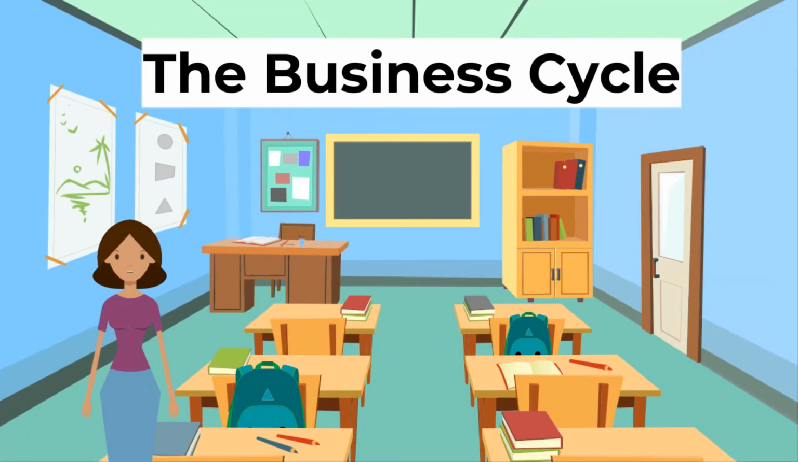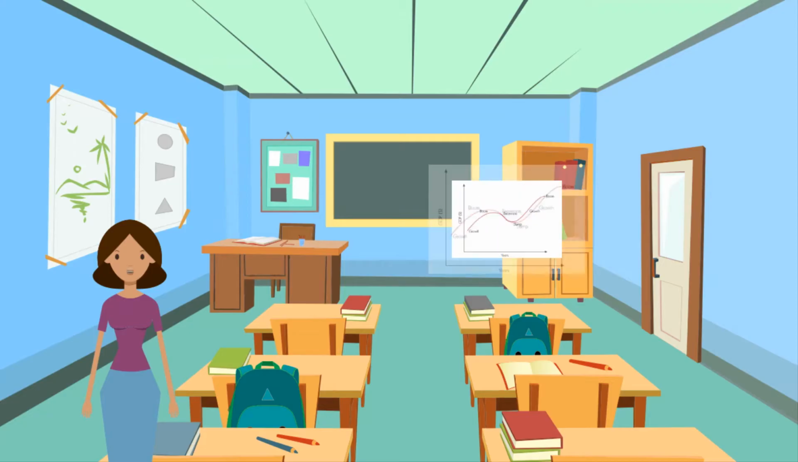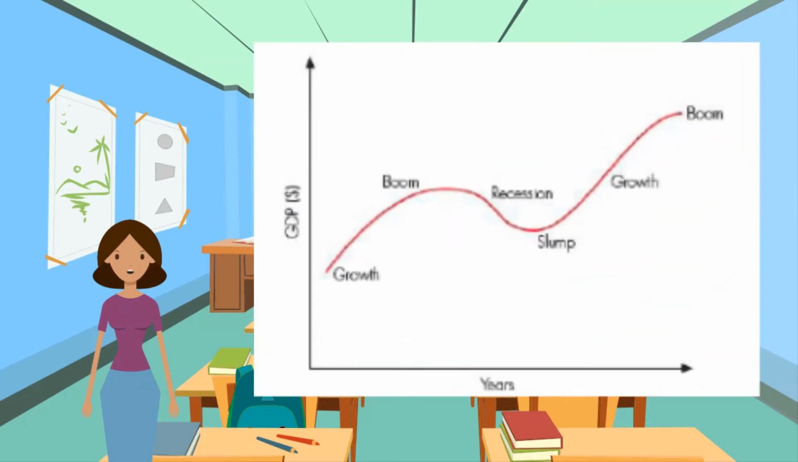First off, let's look at the business or trade cycle. An economy will not always go through economic growth. There is usually a cycle, as shown here. There are several different parts of the business cycle. We will explore them here.